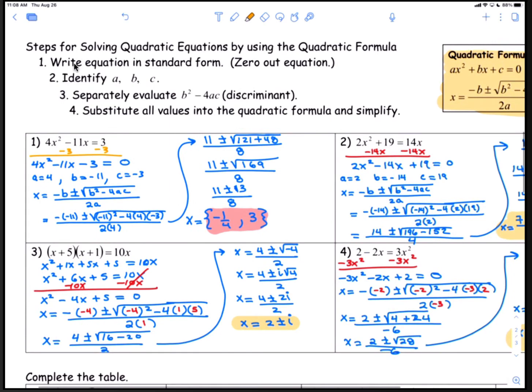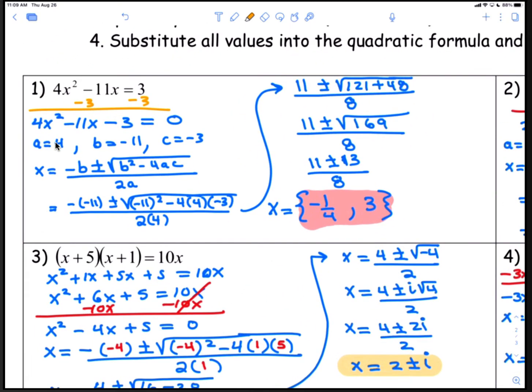The steps are first to write the equation in standard form, then identify a, b, and c, and then evaluate the discriminant, which is b squared minus 4ac, and then substitute all the values into the quadratic formula. So let's start with number 1.